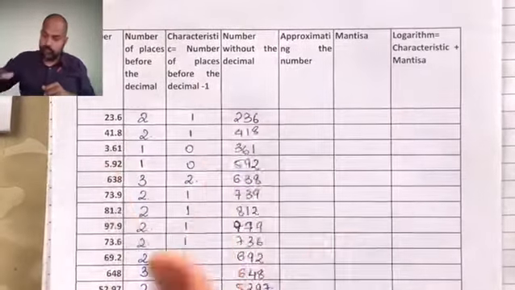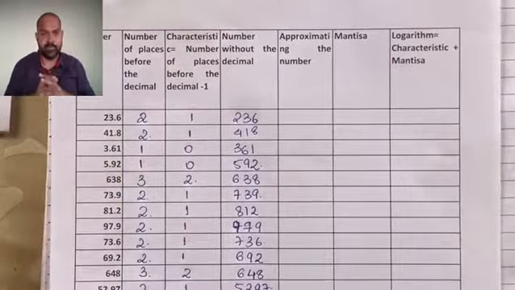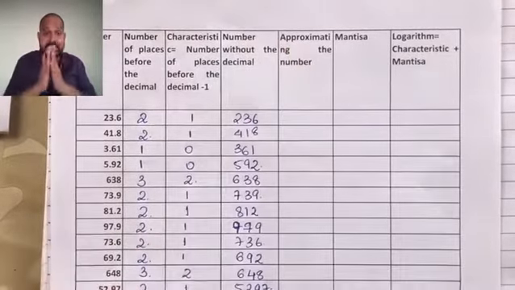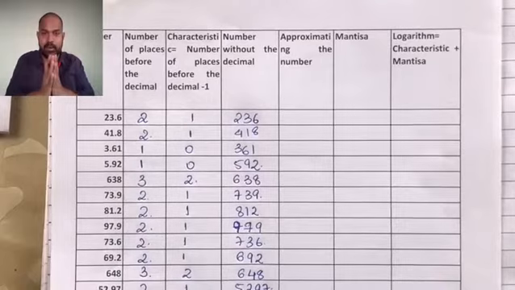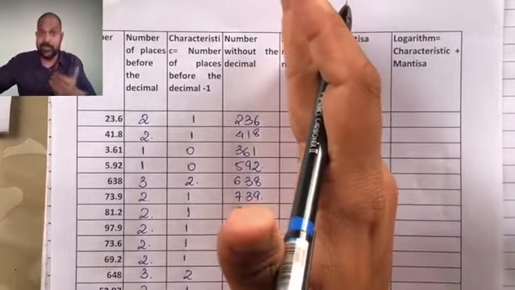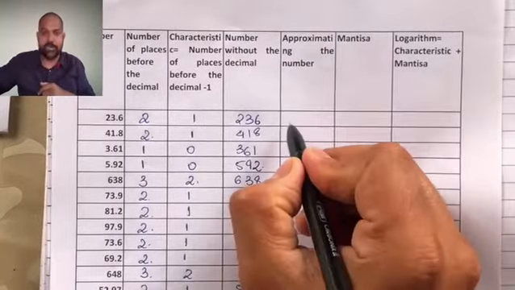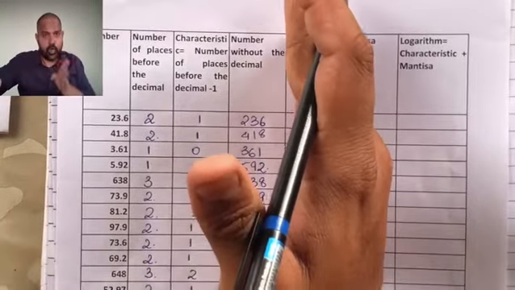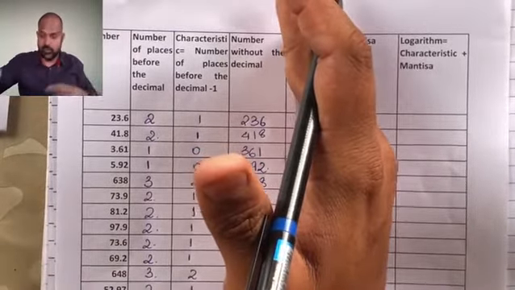Now there is a column called approximating the number. Forget it. Not required. So skip it, but please, I beg and I plead, understand that we are skipping it. People make a mistake. For the next entry, they start writing here only. Please don't do that. We have skipped this column. Skip it for now. So remember that it's skipped.